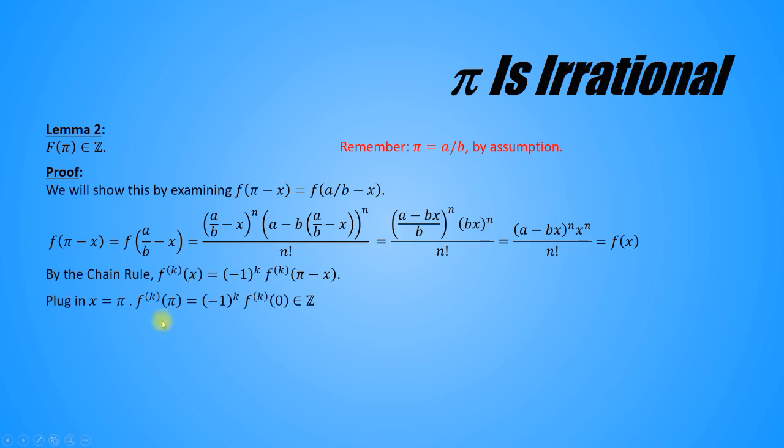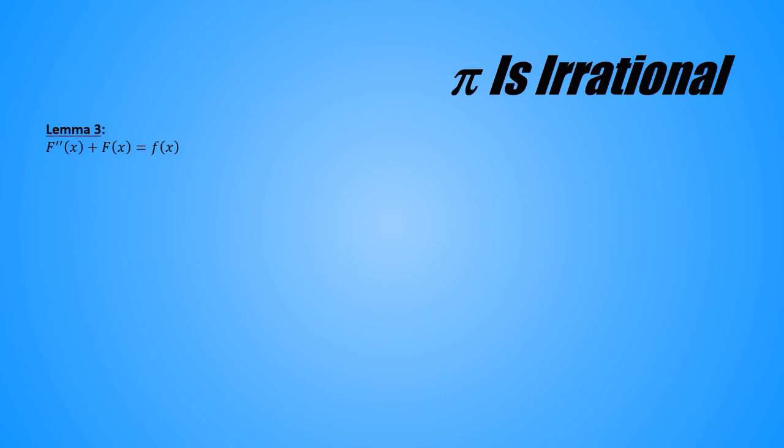Now, plug in x equals 0. The kth derivative at pi equals negative 1 to the k times the kth derivative at 0. But in lemma 1, we learned that the kth derivative at 0 is an integer. Multiplying an integer by plus or minus 1 does not change the fact that you have an integer. So f^(k) of pi is an integer, and it follows that f of pi is an integer as well. That proves lemma 2.